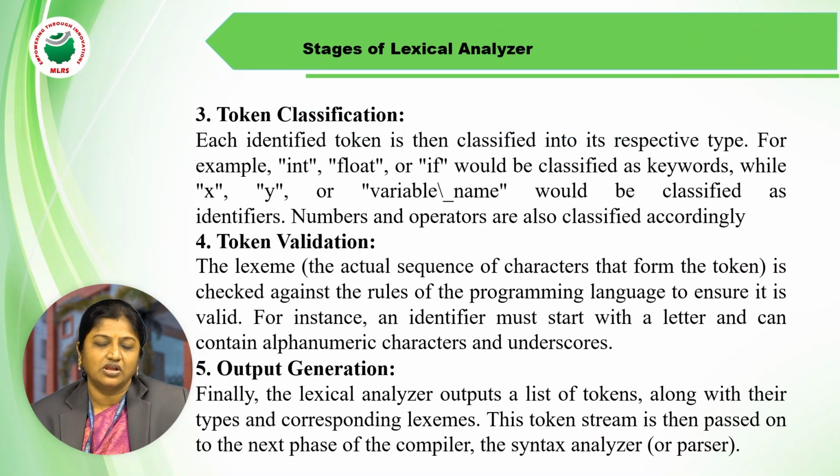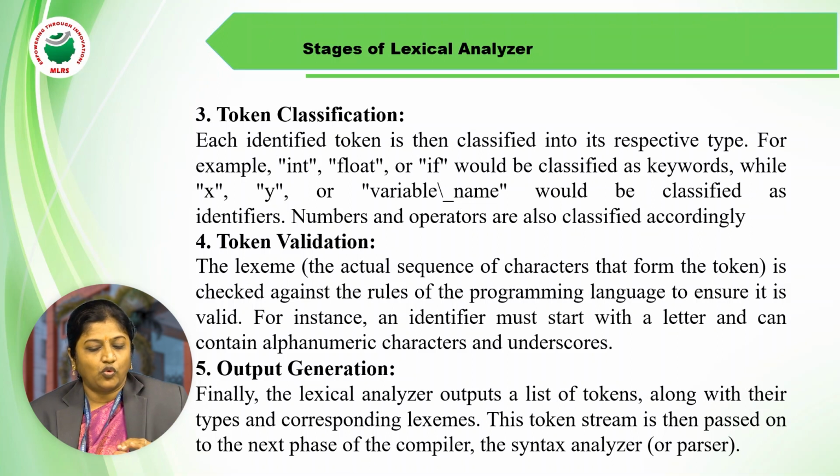Token classification. How do we classify the given tokens? Each identified token is then classified into its respective type. So which type of token is that? That we need to understand first. For example, int, float or if would be classified as keywords, right? So first we need to identify all those keywords. While x, y or a variable name would be classified as identifiers. So first know the difference between a keyword and an identifier, right?